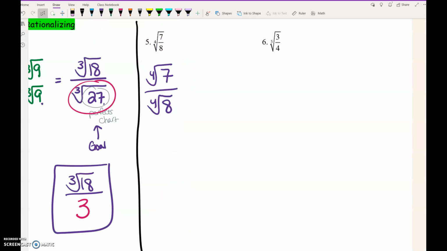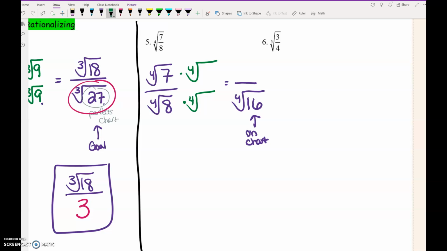We cannot have the fourth root of 8 on the bottom. That is bad. We need to multiply the top and the bottom by the fourth root of something so that we end up with the fourth root of something that is on our chart. So think about 8. Look in the fourths column. Do you see 16 in the fourths column? Can we make 8 become 16?